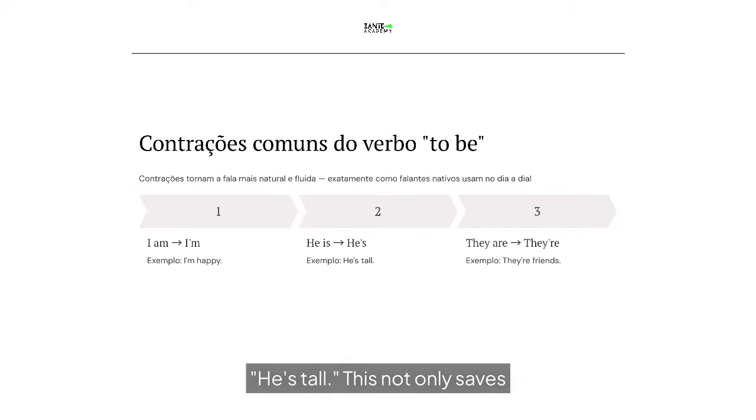This not only saves time, but also makes your speaking style more like that of a native speaker. And what about plural subjects? Instead of saying "they are," we can use "they're." For example, saying "they're friends" is a quick and easy way to convey that information without sounding formal. It's interesting to observe how these contractions help create a more relaxed atmosphere in conversations. They are especially useful in casual settings, like chatting with friends or family.